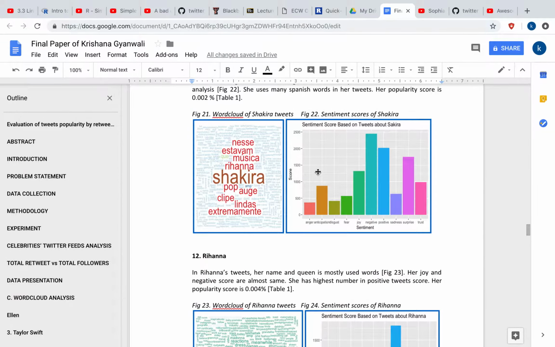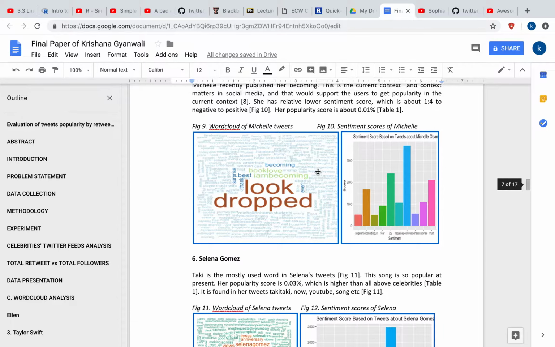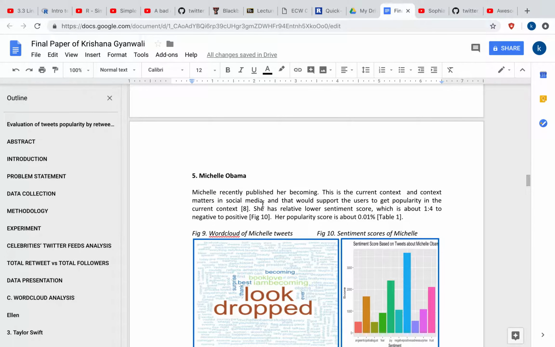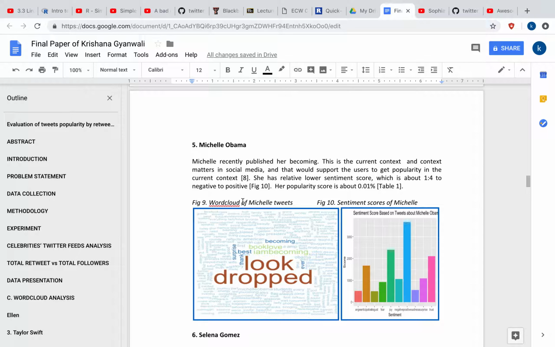So when we see those differences there, and then when we analyze those factors, I think one of the sociologists, and then a statistician, he said that the context matters in social media. So specifically the current context would support the user to get popularity. So this line really matters when we analyze. We can't ignore the source of fact while analyzing this kind of social media data.